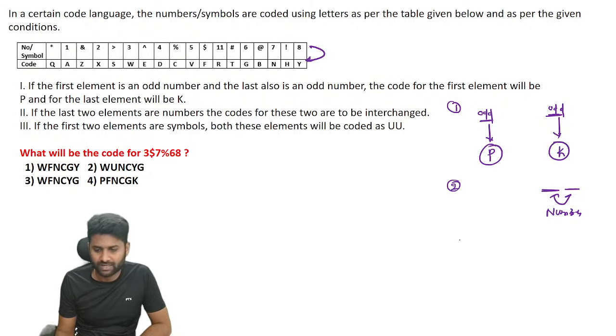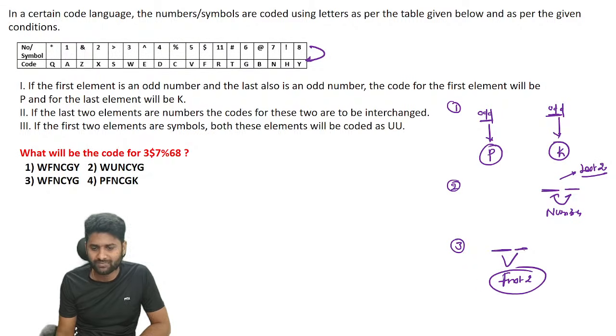That's all about the second condition. Third one: if the first two elements are symbols, so this is all about the last two, right? This is the first two. If the first two elements are symbols, then both these elements will be coded as U, U. That's all about the conditions. Let's understand that.